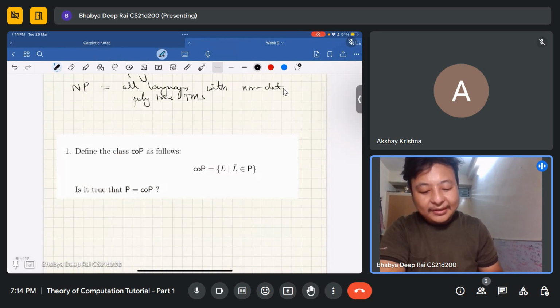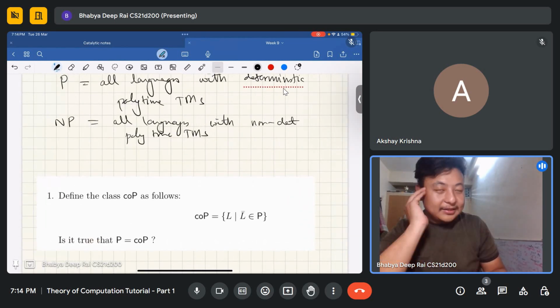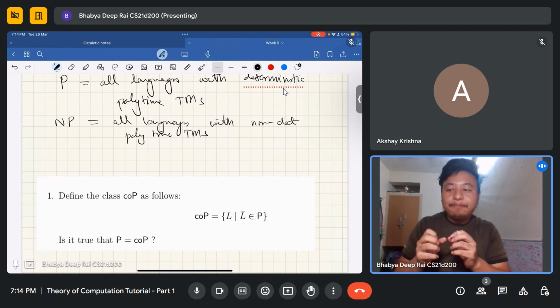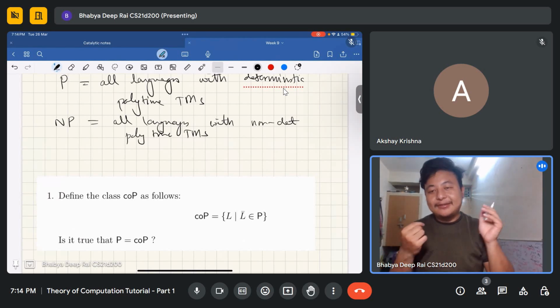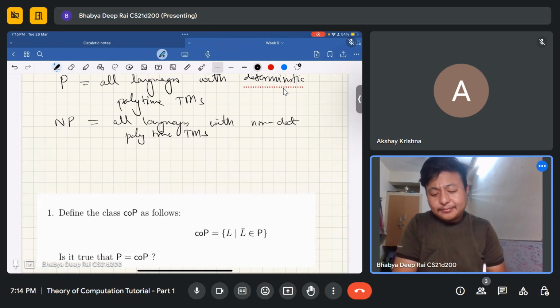So NP, the non-deterministic Turing machines, are similar to non-deterministic finite automata, where you can move to several states at once, and if a solution exists, if an accepting path exists, then definitely the automaton will say yes. That is what non-deterministic automata were like.